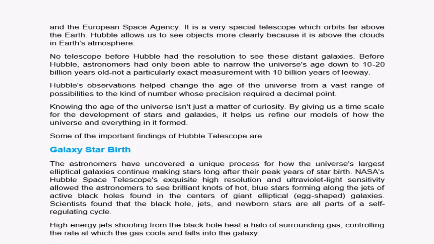Before Hubble, astronomers had only been able to narrow the universe's age down to 10 to 20 billion years old, not a particularly exact measurement with 10 billion years of leeway. Hubble's observations helped change the age of the universe from a vast range of possibilities to the kind of numbers whose precision required a decimal point. Knowing the age of the universe is not just a matter of curiosity, but gives us a time scale for the development of stars and galaxies. It helps us refine our models of how the universe and everything in it formed. Some of the important findings of Hubble's telescopes are galaxy star birth.